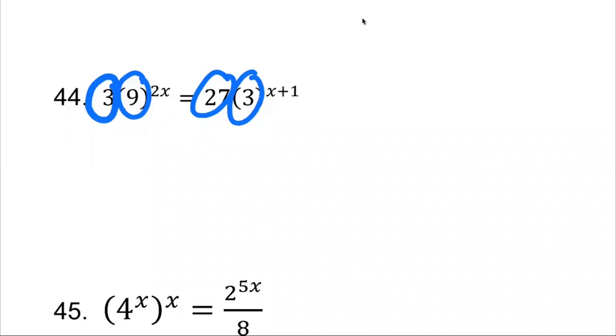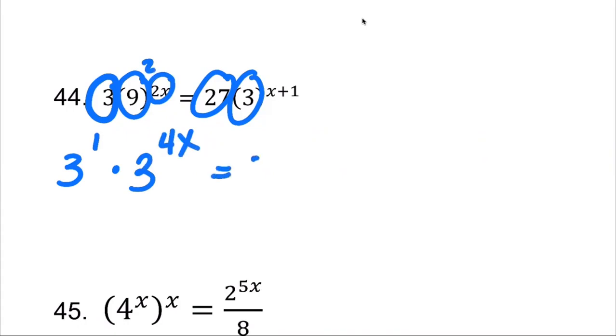So I'm going to write 3 to the first power. 9 I'm going to represent as 3 squared. I'm going to go ahead and multiply that times 3 to the 2x. So I'm going to call this 4x. Then on the right-hand side, 27 is 3 to the third power. And then the last one is already 3, so the x plus 1.